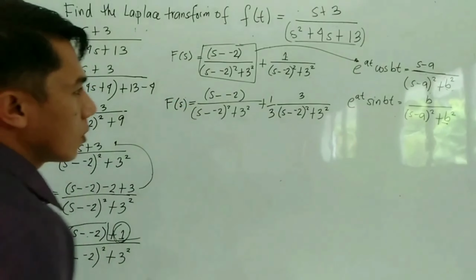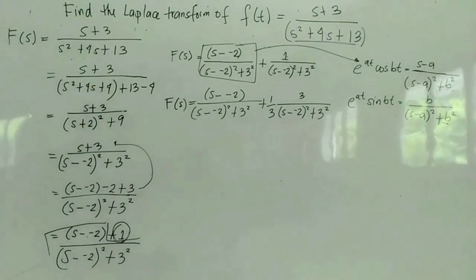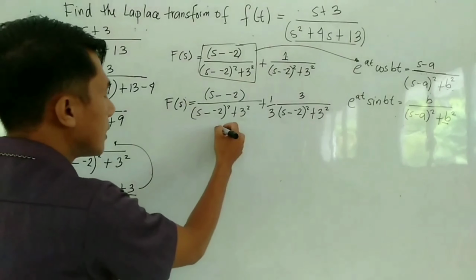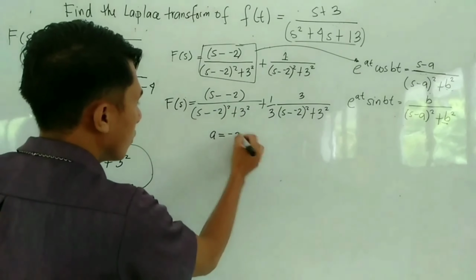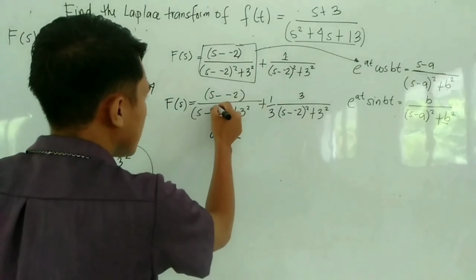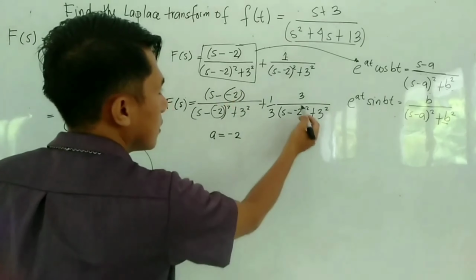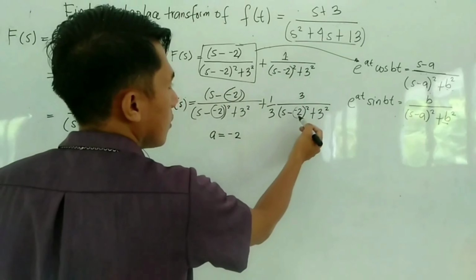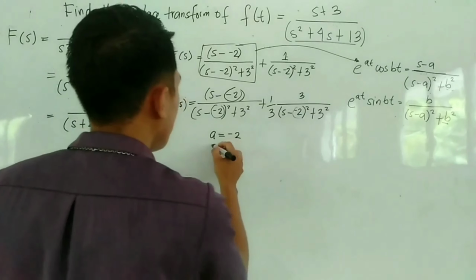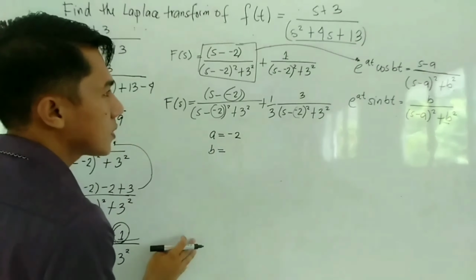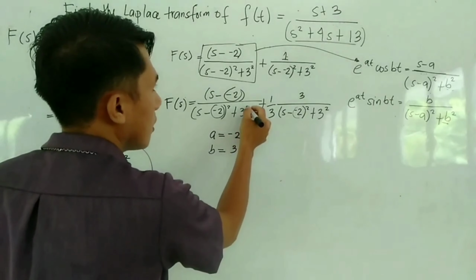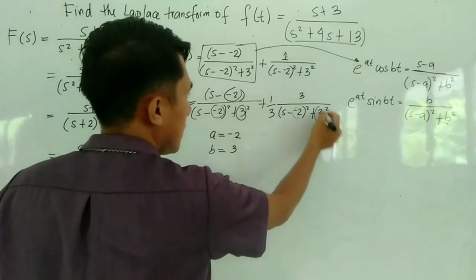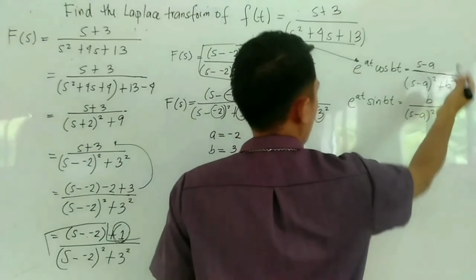So we're done. What we're going to do is find the value of a. a is equal to negative 2. This is a, and for the value for b, b is 3. This is the value for b.